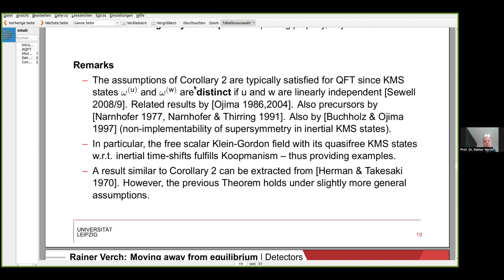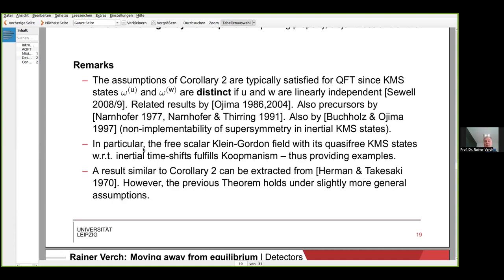The assumptions of corollary 2 are typically satisfied for quantum field theory, since KMS states with respect to different time directions are distinct. They have to be different if U and W are linearly independent. This has been shown by Sewell in a series of articles dating around 2008, 2009. There are also related results by Ojima. There are also precursors by several authors, Naunhofer and Tilling, that had appeared previously. There is also another application of this by Buchholz and Ojima, who have used such a type of argument to show that supersymmetry is not implementable in inertial KMS states.